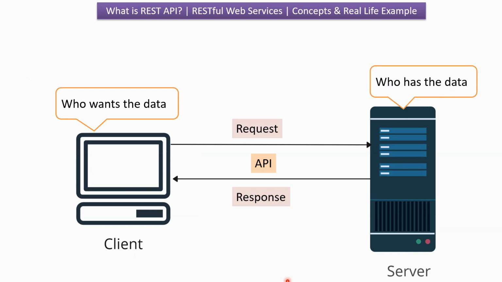Here you can see the client, here you can see the server. The server is the one who has the data and the client is the one who wants the data and uses it in their application. So in order to get data from the server, the client sends a request to the server. The server processes the request and sends the response back to the client. And because of API, the communication between these two applications is happening.